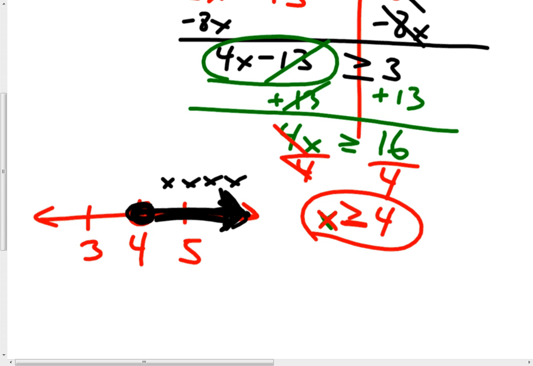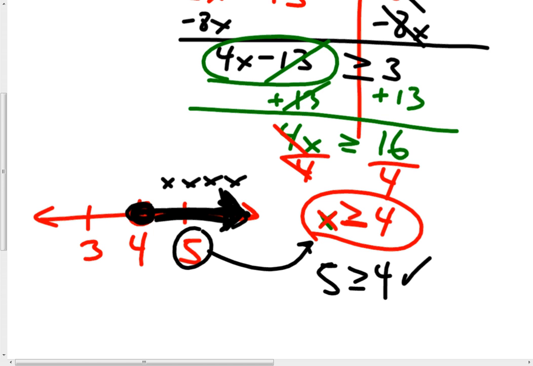So let's try out something. Try out 5. Is 5 bigger than or equal to 4? Yes. So we're okay. You test out something. If it doesn't work, then you probably should have gone in the other direction.